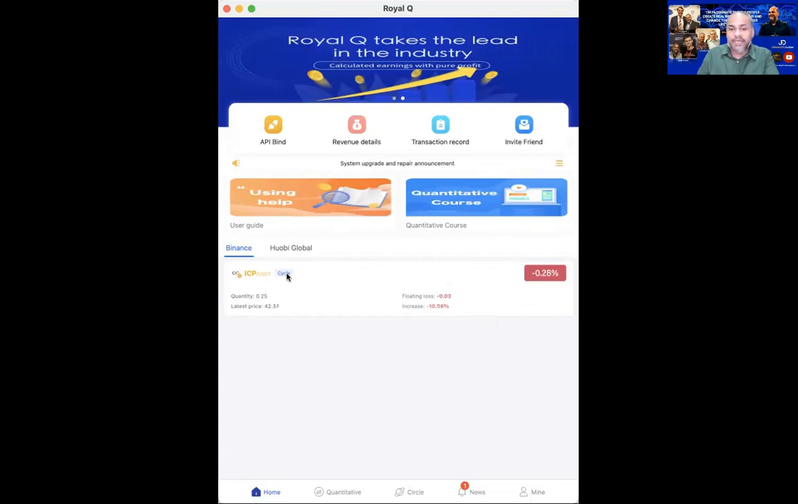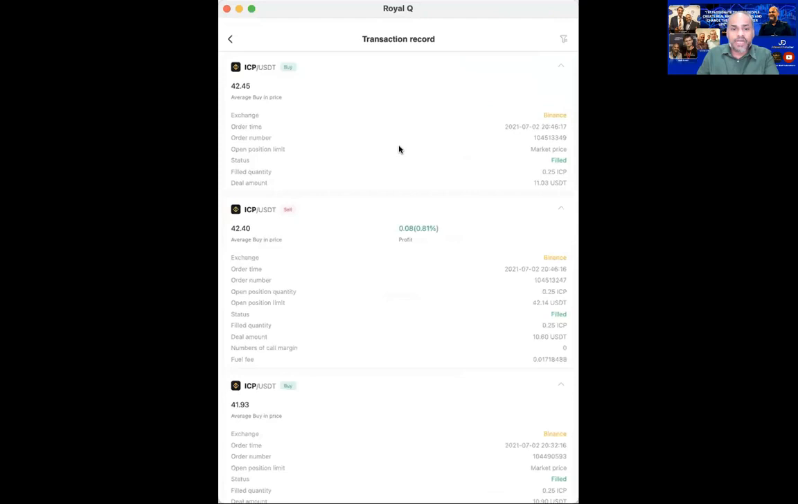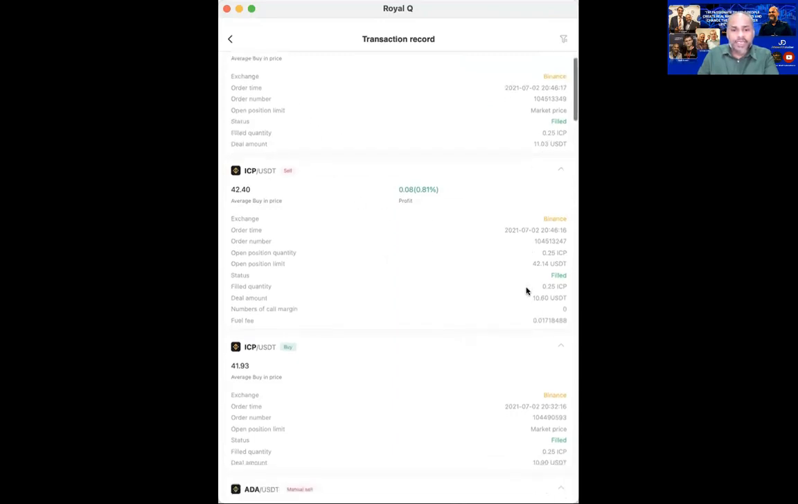Because I'm using cycle. If I look into my transaction record, I can see the detail over here. You can see the profit here. I have just made 0.81% for this trade. Why? Because I set at 1.1%. So the best for you is to set at 1.3%. If you put 1.3%, then you will have at least about 1% profit.